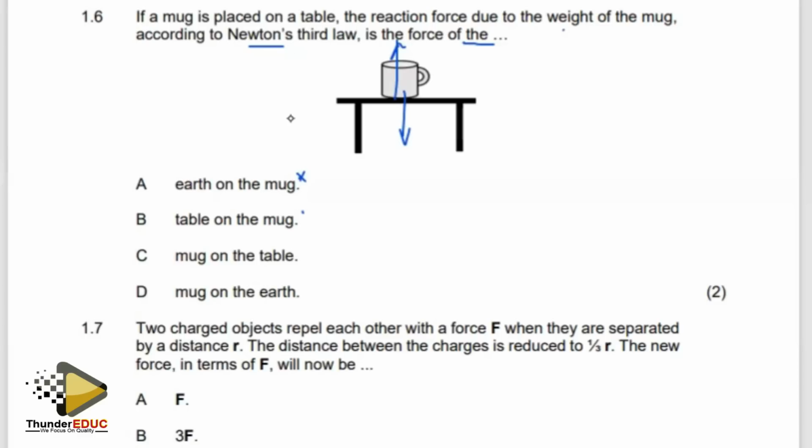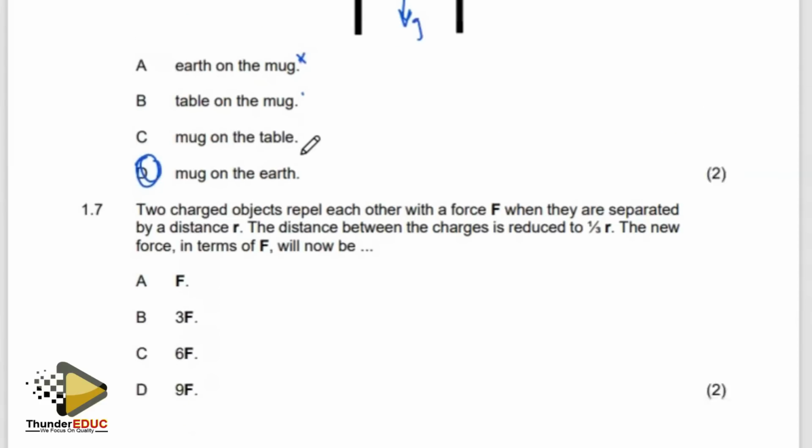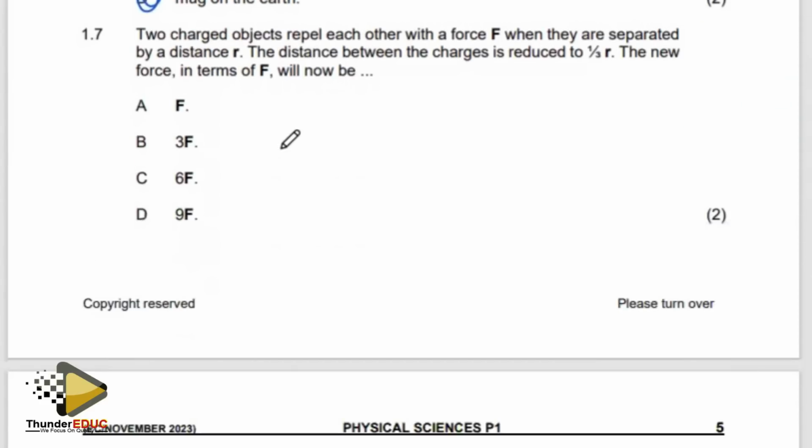Is it the mag on the table? Then the mag on the earth. So this is gravitational force as a result of the Earth's gravity G. So which means the counter reaction force must be the mag on the Earth, which is option D that I'll take.